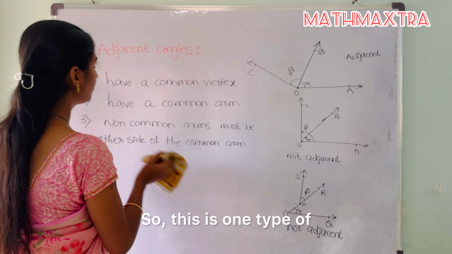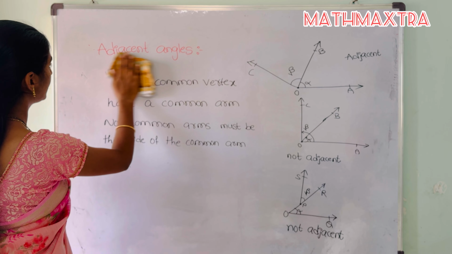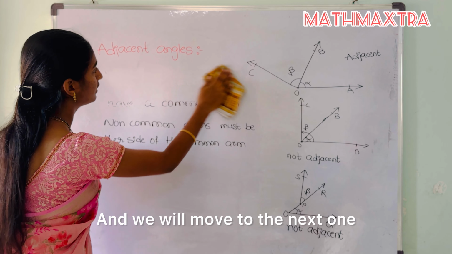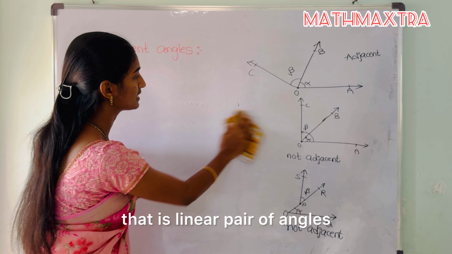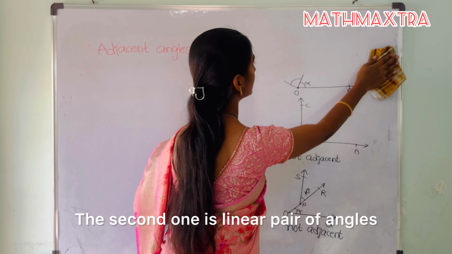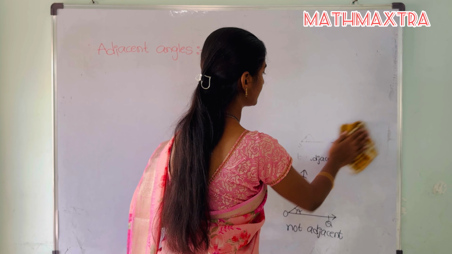So this is one type of related angles. And we'll move to the next one, that is linear pair of angles. The second one is linear pair of angles.